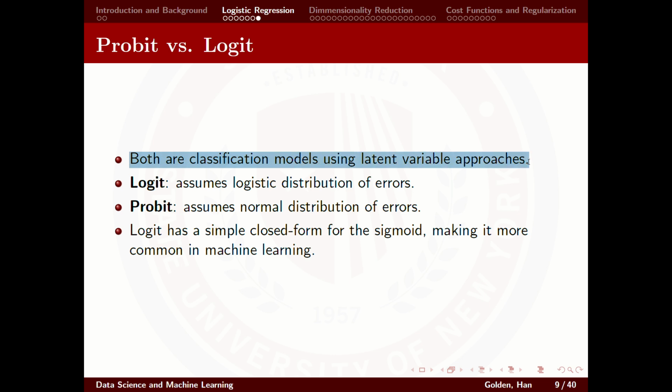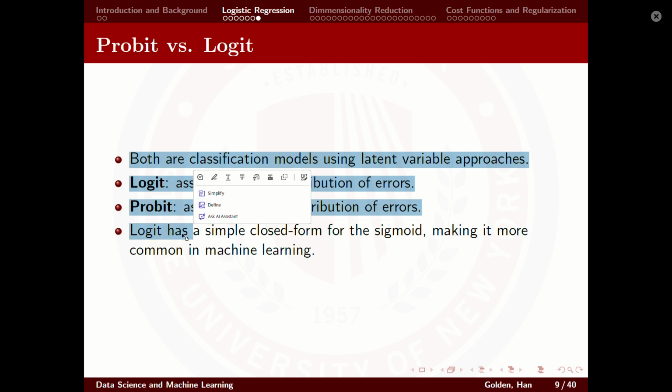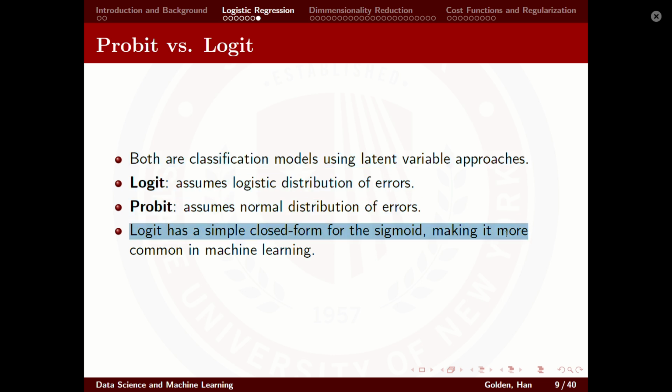Both probit and logit are classification models using latent variable approach. Logit assumes logistic distribution of errors, while probit assumes normal distribution of errors. Logit is a closed form solution of sigmoid, making it more common in machine learning.